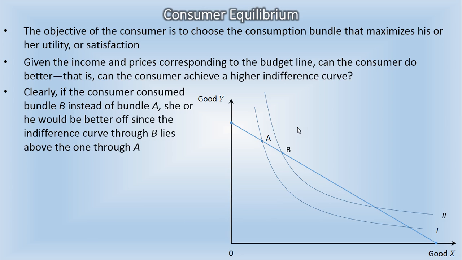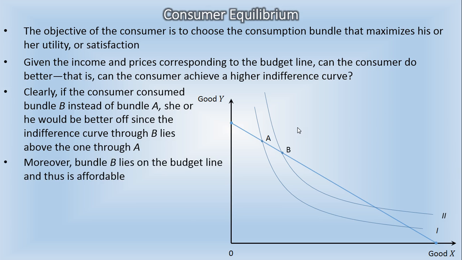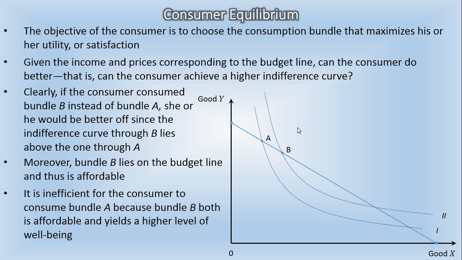So here's another indifference curve. Obviously, this one is further away from the origin, so it corresponds to combinations of the two goods that yield a higher level of overall utility. So consumption bundle B exhausts all of the consumer's income and is preferred to consumption bundle A. So it's inefficient for the consumer to consume bundle A because bundle B both is affordable and yields a higher level of well-being or utility.